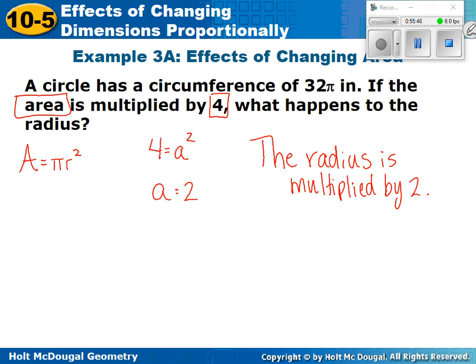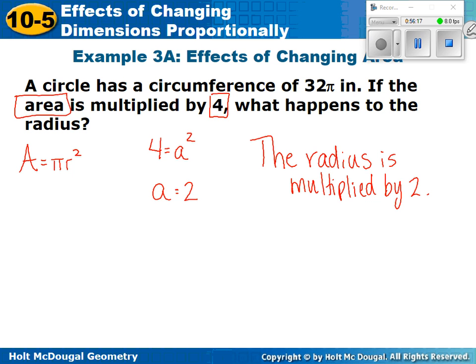Now, some of you were working it the long way and probably want to figure out where you went wrong on the long way. So let me show you the long way really quickly, and you stop me if you don't understand if I go too fast. So the long way would mean you need to find the areas and compare them to figure out what happened to the radius. So if they give you the circumference is 32 pi, what's the formula for circumference? 2 pi r.